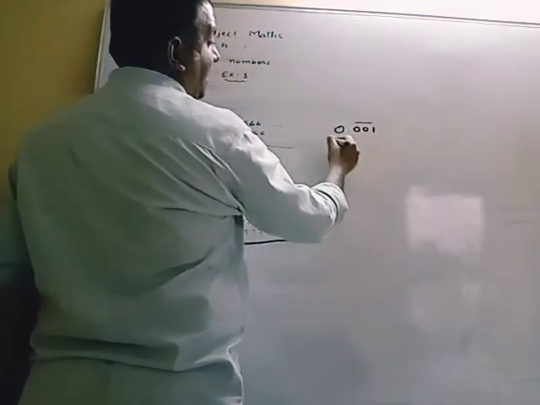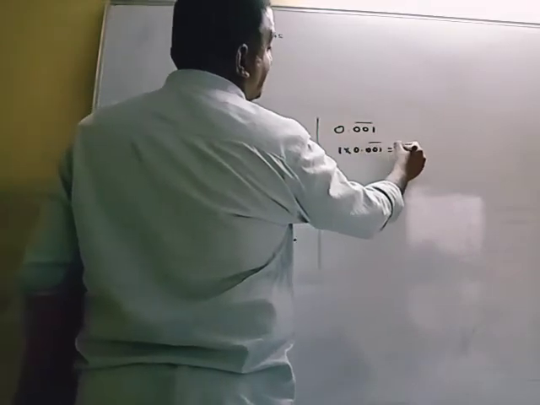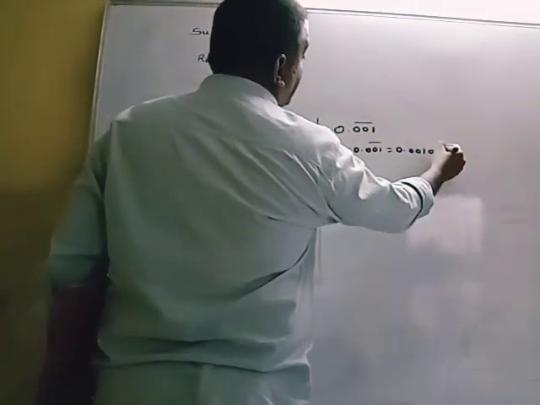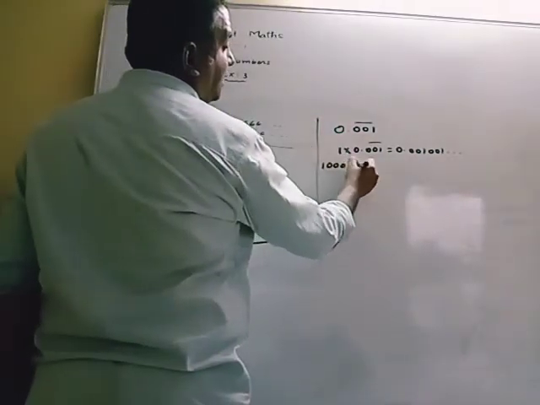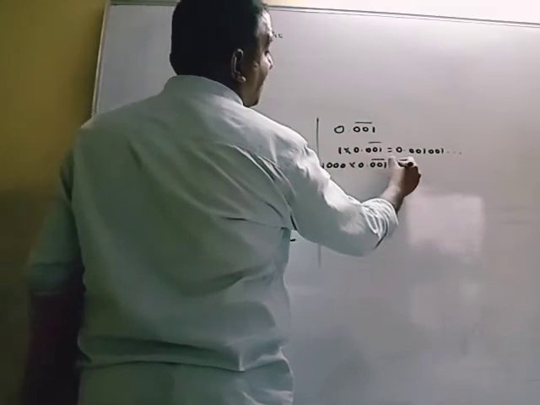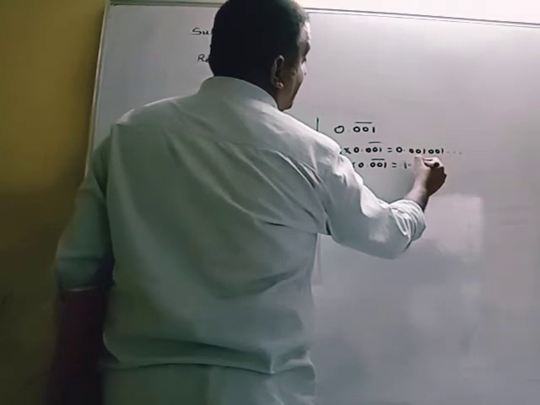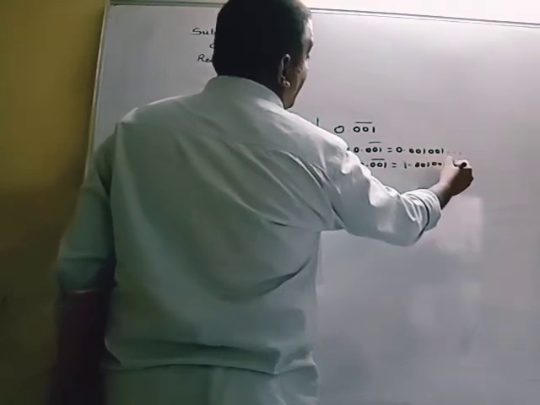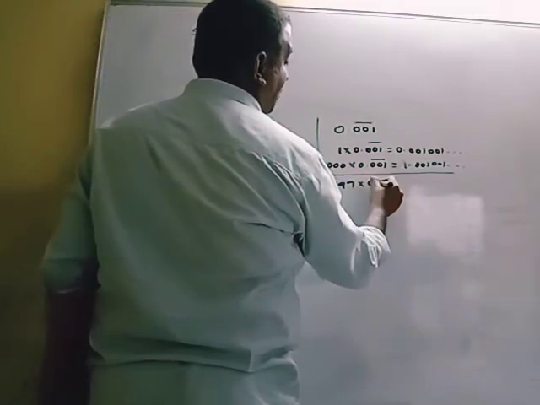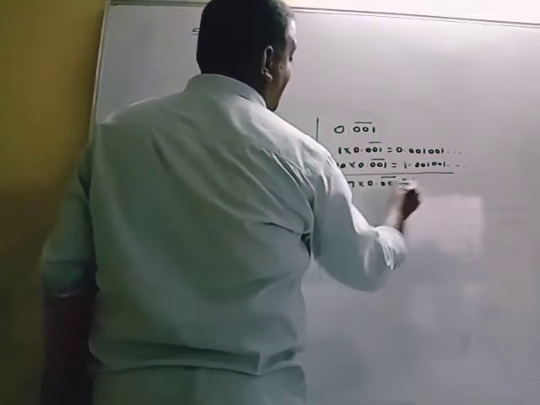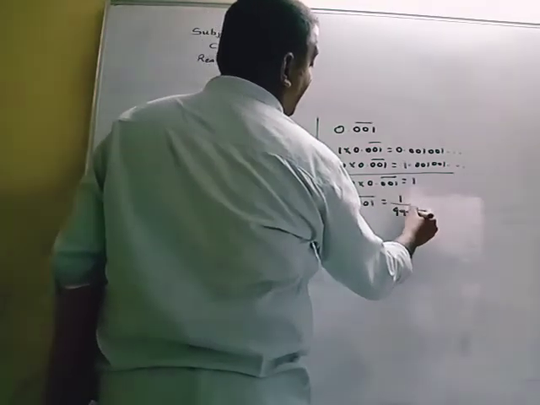0.001 bar, so that can be written as 1 into 0.001 bar equals 0.001001, like that way. So 3 digits will move back, then 1000 into 0.001 bar equals 1.001001, like that way. And so it is 999 into 0.001 bar equals 1. And so 0.001 bar equals 1 by 999.